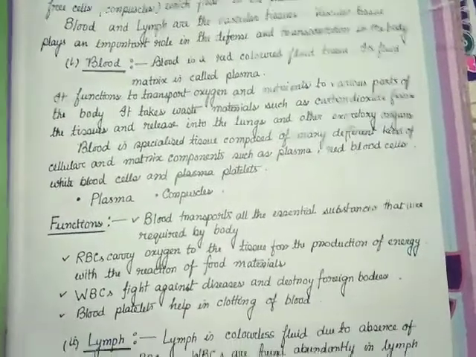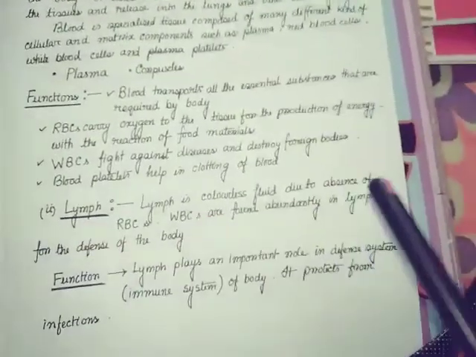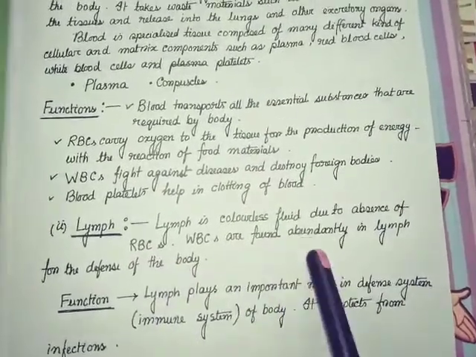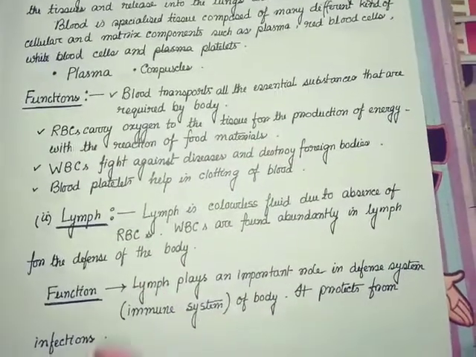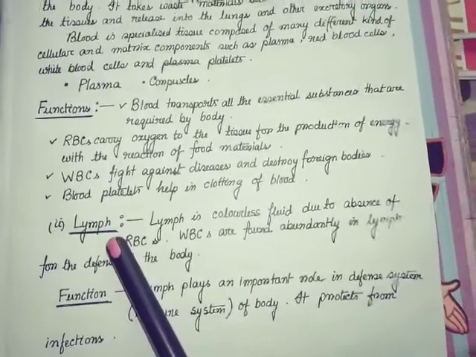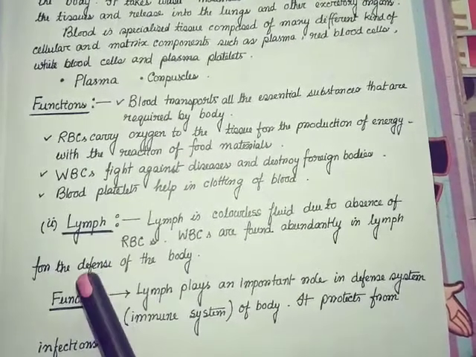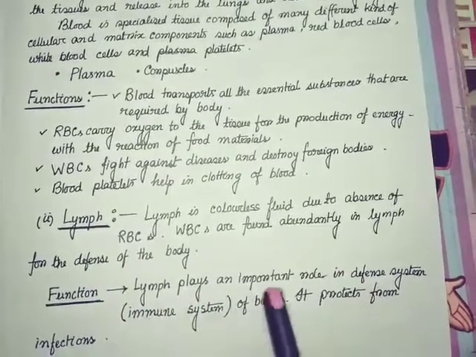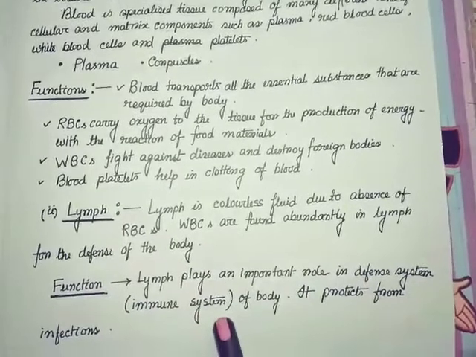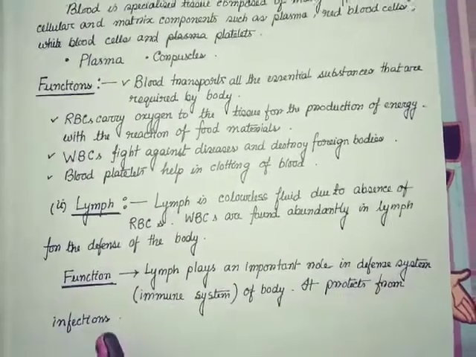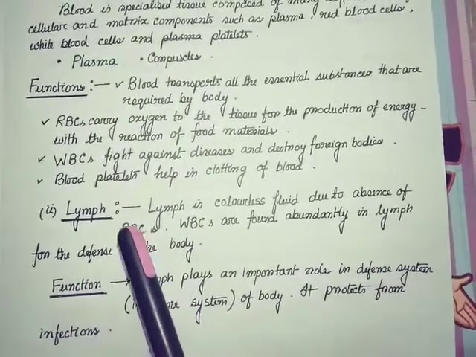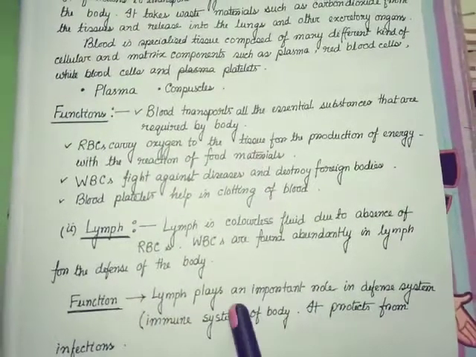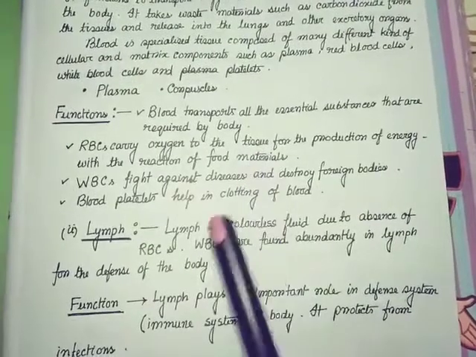Now the next one is lymph. Lymph is a colorless fluid due to absence of RBCs. WBCs are found abundantly in lymph for the defense of the body. So lymph is helping in defense of the body. Function: lymph plays an important role in the defense system or immune system of the body. It protects from the infection. Okay. Difference between RBC and blood and lymph is important.